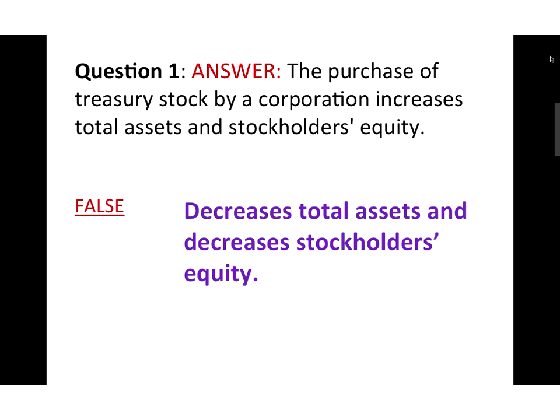When a corporation buys its own stock back, it's decreasing total assets because cash is going down, it's spending cash. It's also decreasing stockholders' equity. Treasury stock is a contra stockholders' equity account, okay? And they would both decrease, stockholders' equity and total assets. Okay, so that's it on that one.